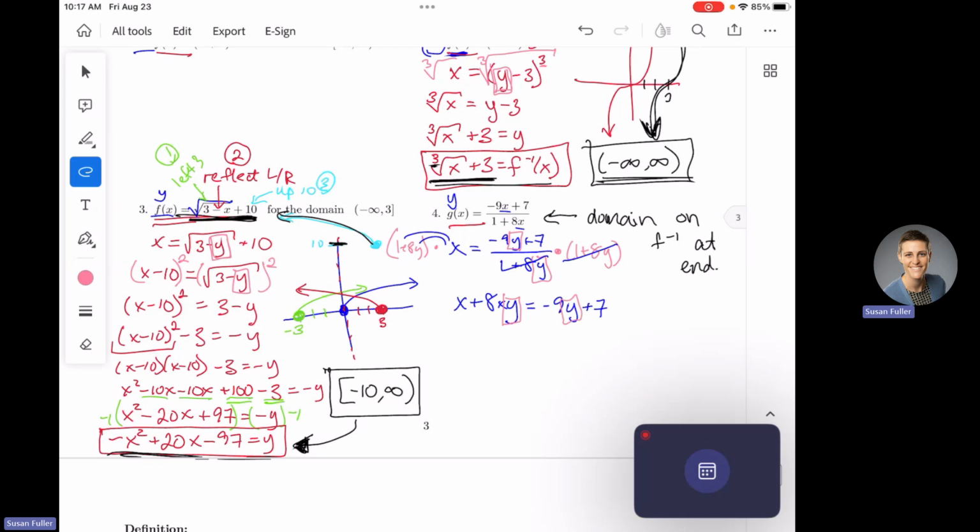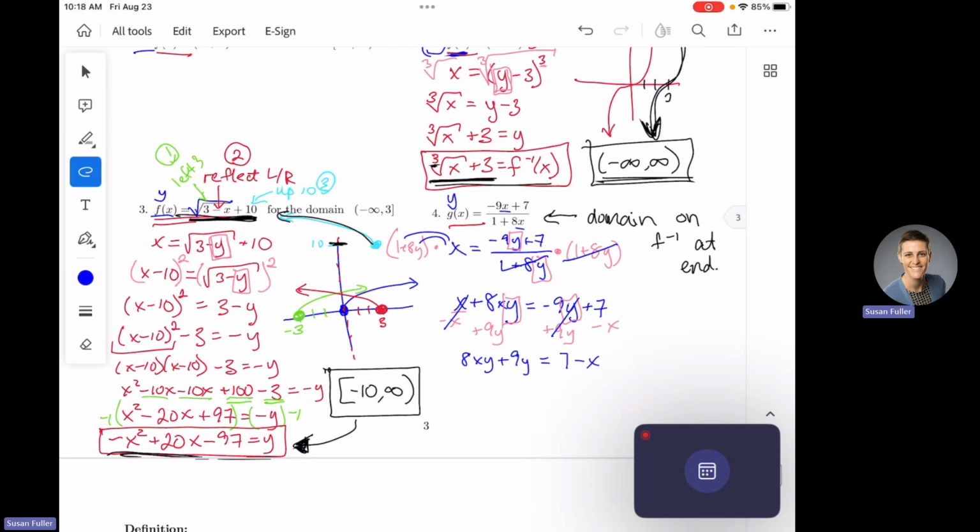So I want you to put anything with a y on one side of your equation, anything without a y on the other. I'm going to put all my y's on the left side of my equation. So I'm going to add this 9y to both sides to put that 9y on the left side. And then anything without a y, I want to put on the right side of my equation. So this x over here does not have a y, so I'm going to subtract it from both sides to move it to the right-hand side because it doesn't have a y in it. So now that I have that, these guys are going to go away. I'm going to get 8xy plus 9y equals 7 minus x.